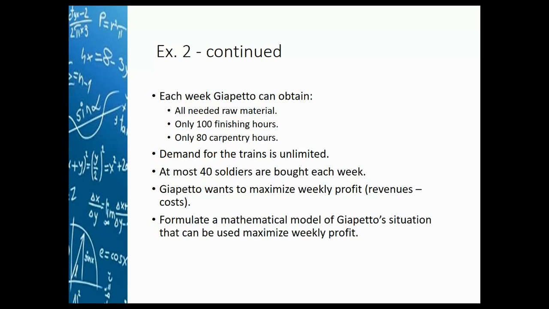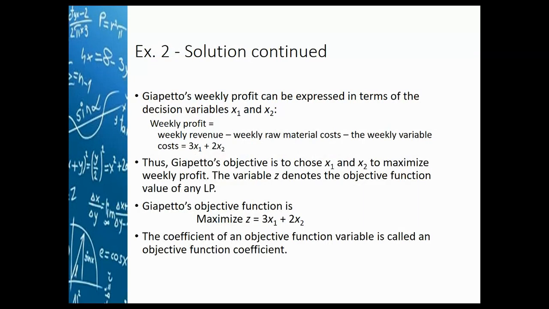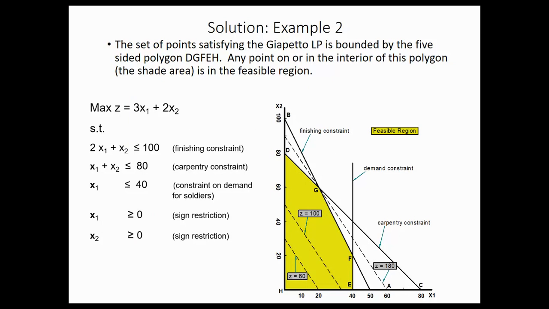Our objective function is to maximize the weekly profit, and these are the decision variables that you have. X1 is for your soldier wood, and X2 is your train wood. And then how are you going to find your optimal solutions? These are the solutions. How are you going to transform your solution into this? This is the final version that I want you to construct.